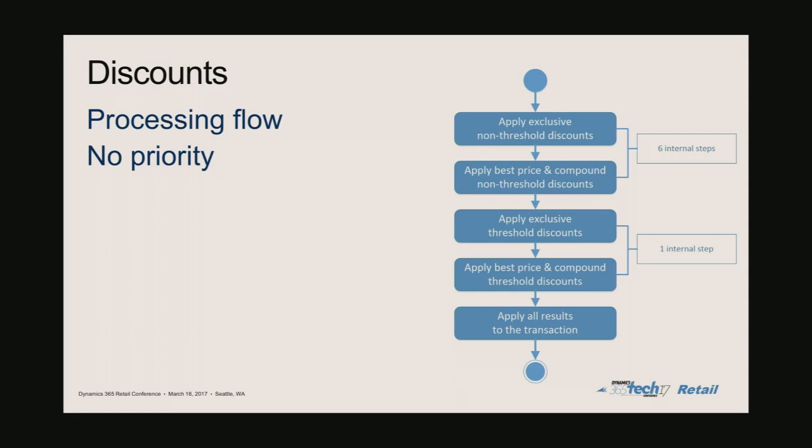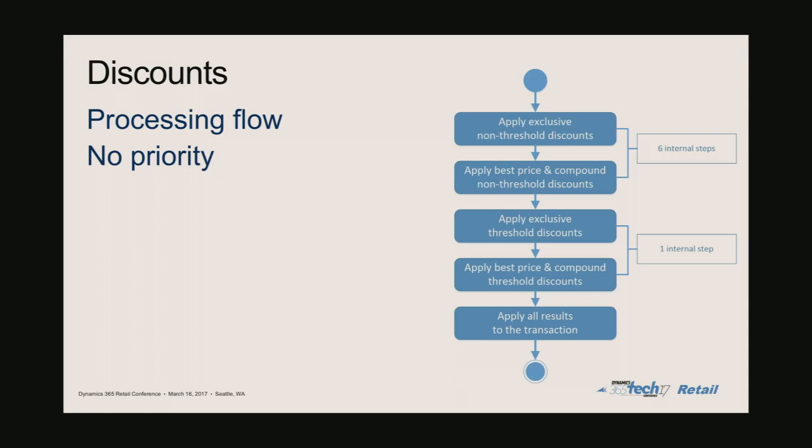And so this is the flow. If you have one item on the transaction and you get an exclusive discount as you go through here, you're done. If you get a best price, at the point at which you get a best price, you're also done. And that's another current behavior of our system that I'd like some feedback on, and give me more if you have it.